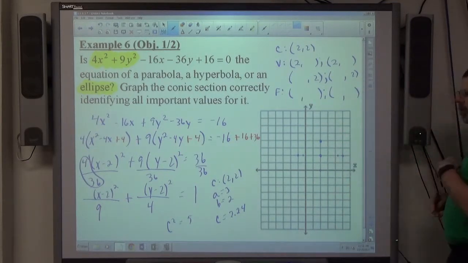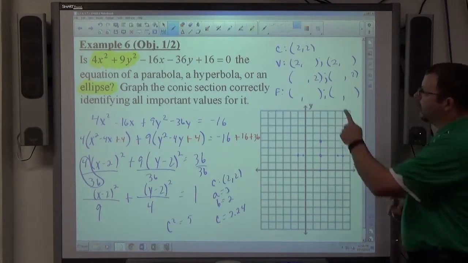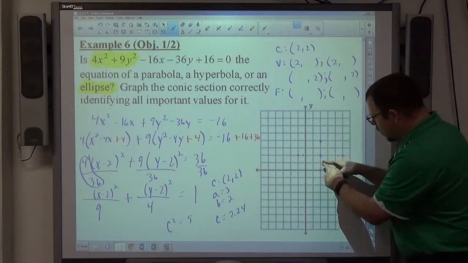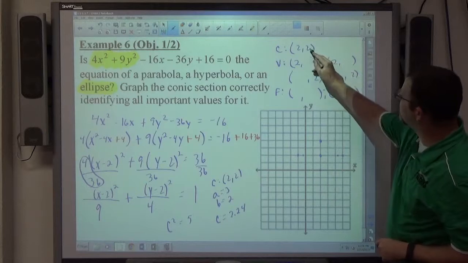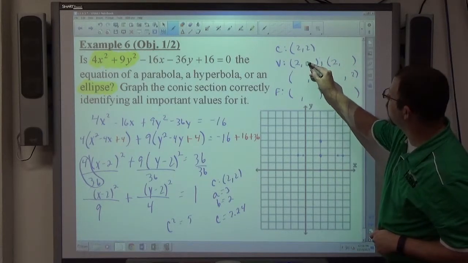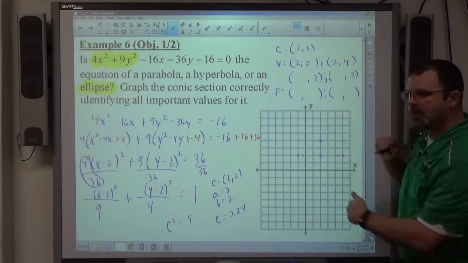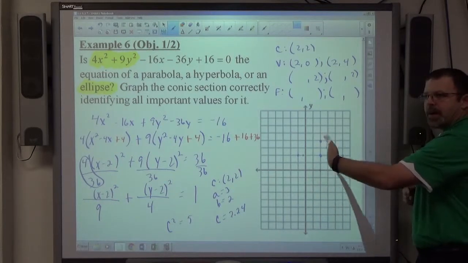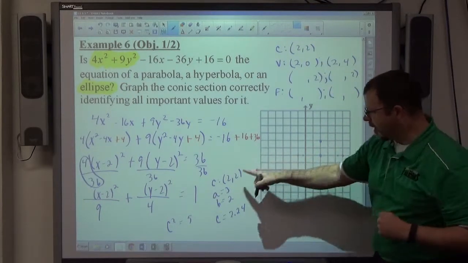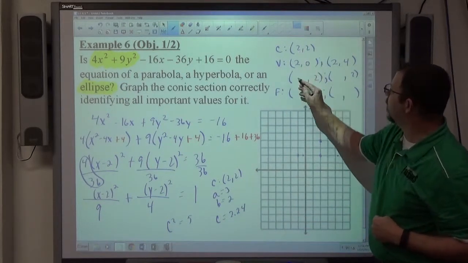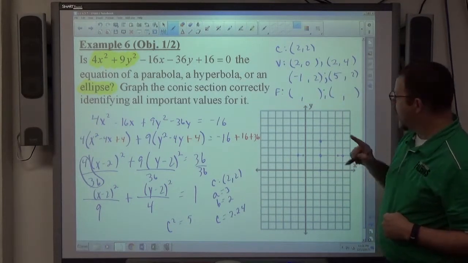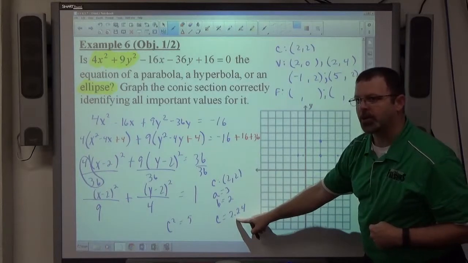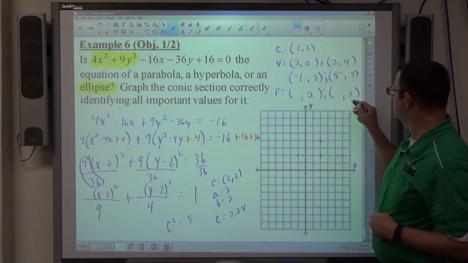Let's focus on the vertices first. 2 comma something, 2 comma something: I moved up and down, so I'm going to move up and down 2 spaces from 2. So 2 minus 2 is 0, 2 plus 2 is 4. Moving left and right, I'm modifying x from the center by a value of 3. 2 minus 3 is negative 1, 2 plus 3 is 5. And I'm moving left and right here also, so the y-coordinate is going to stay 2.